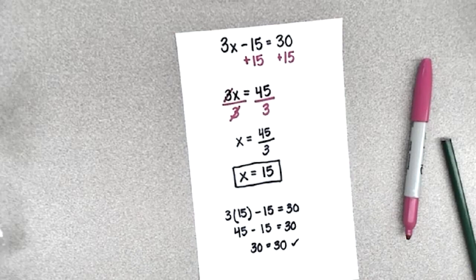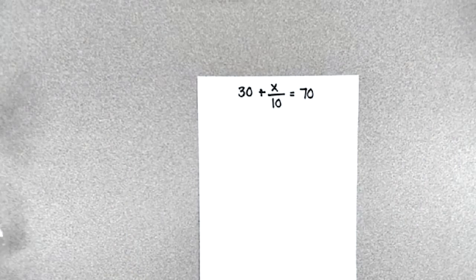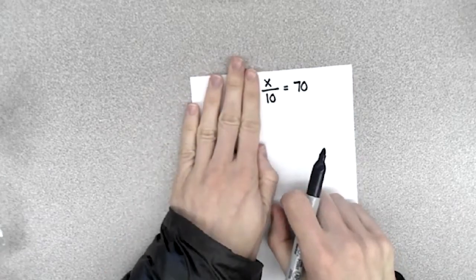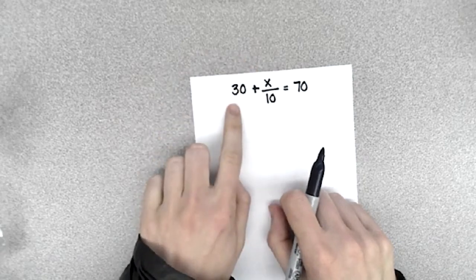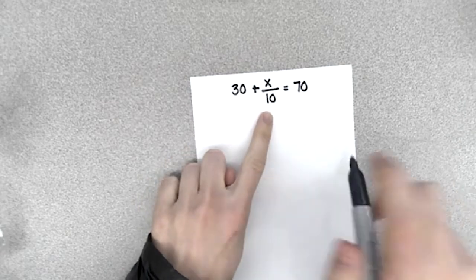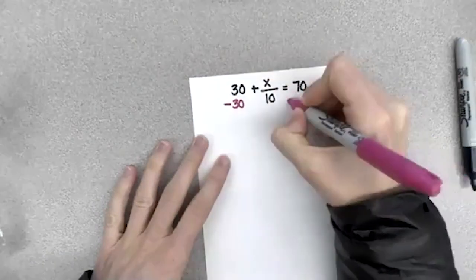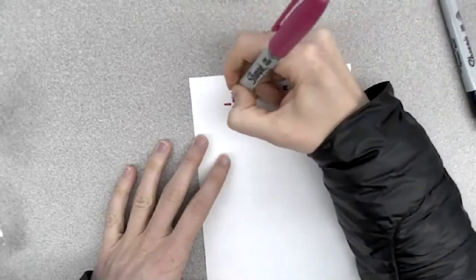Let's try another one. All right, here is our next problem. 30 plus x divided by 10 is the same as 70. The whole goal is to get x alone on one side. And this 30 is extra right now. It'd be really nice if it was just x divided by 10 because I'd only have to do one thing. So let's get rid of the extra information that is keeping us from just having x divided by 10. So I'm going to get rid of this 30 by subtracting it because right now it's positive and I need the opposite. So these two will cancel each other out to make 0.